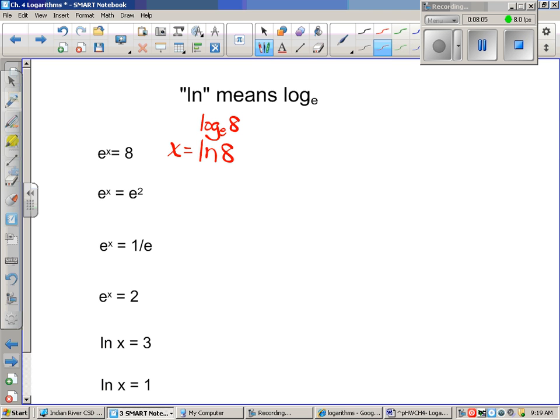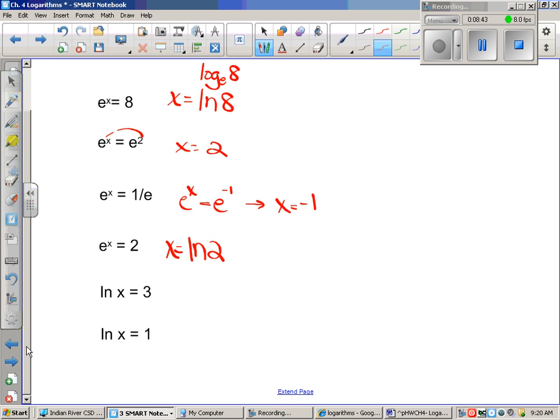How about this one? E to the x equals e squared. My hope is that this seems kind of obvious to you. Okay, look at that. E to what power equals e to the second power? Obviously x equals 2 because they're both the same. How about this next one? E to the x equals 1 over e. How could I rewrite 1 over e? E to the negative 1. And so it becomes, again, obvious that x equals negative 1. E to the x equals 2. Can we do that? Well, we can, but we would have to use log base e, or natural log of 2.